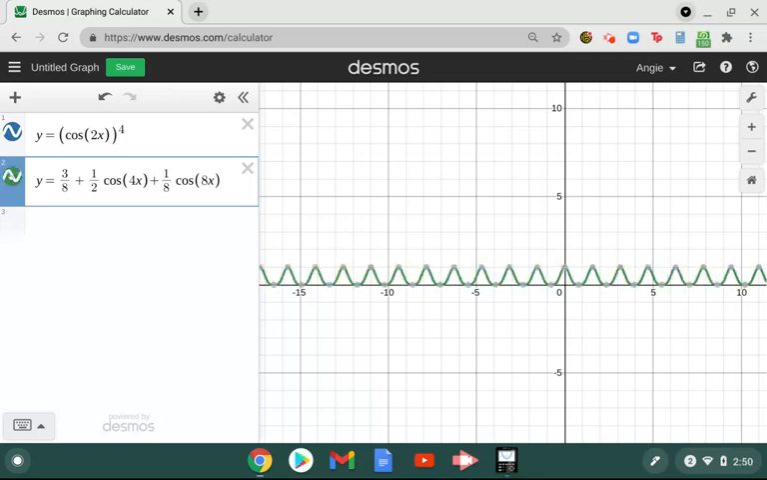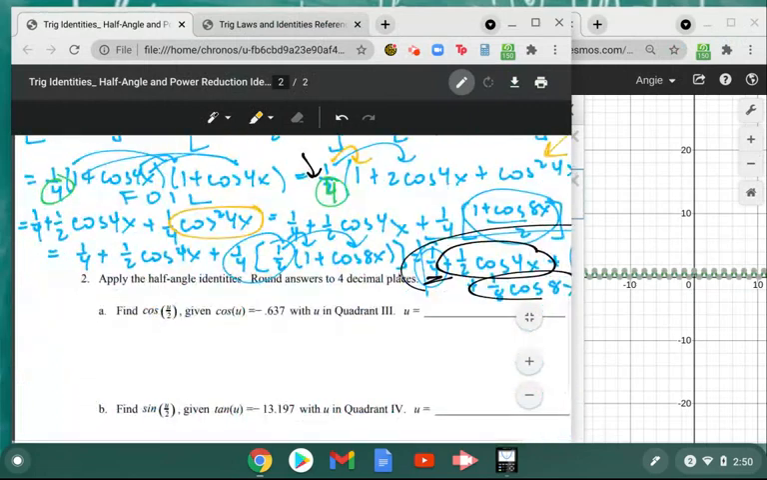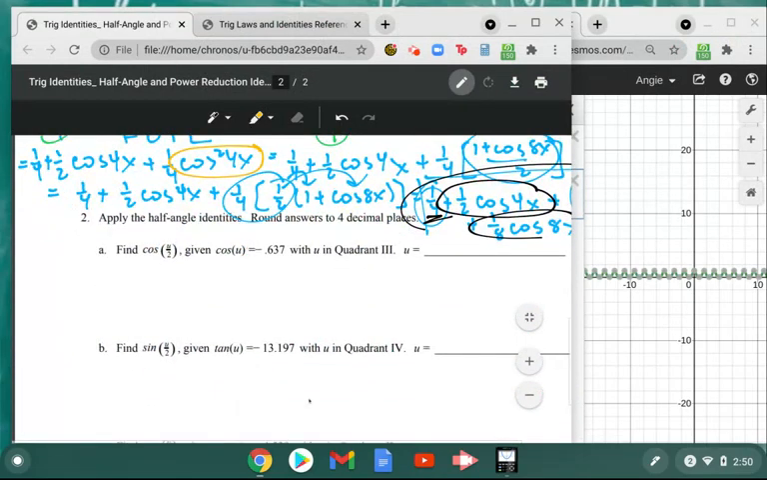So a really, really nice way to catch an error in case you didn't catch your error like I had just done. In the next video, we're going to go ahead and go through these applications of the half angle formula.